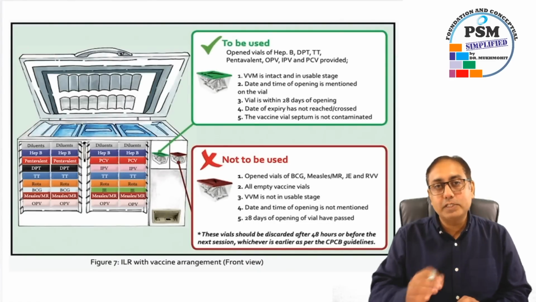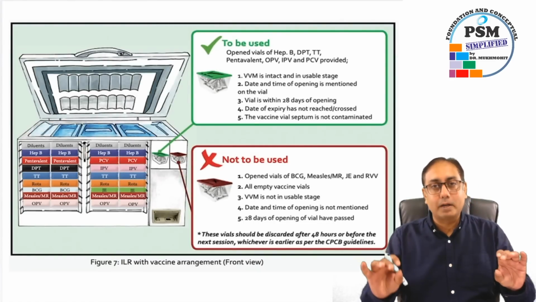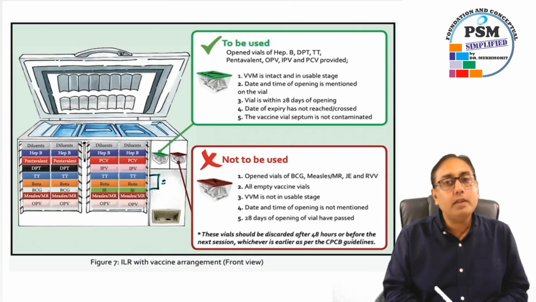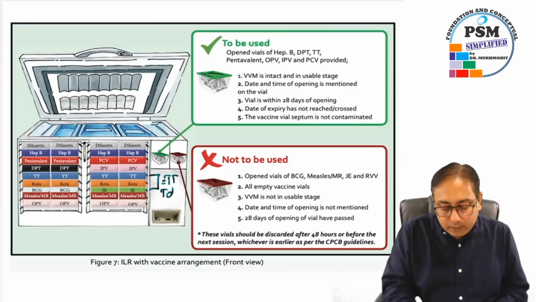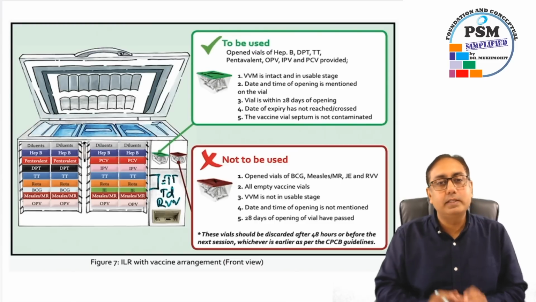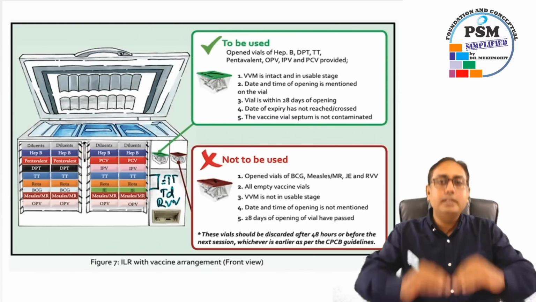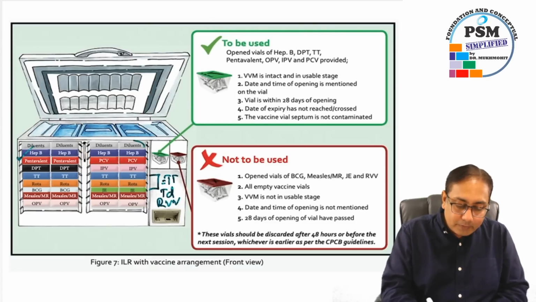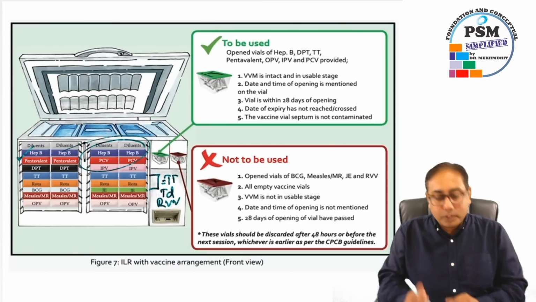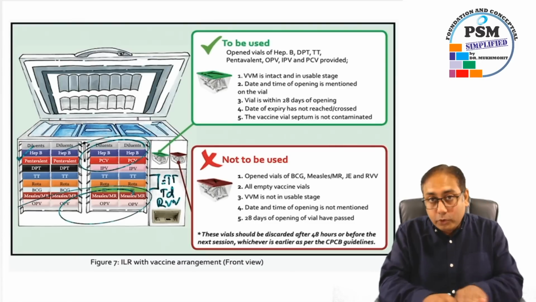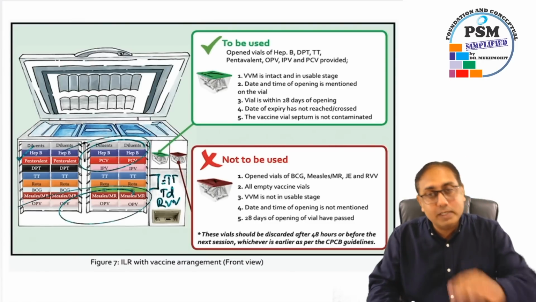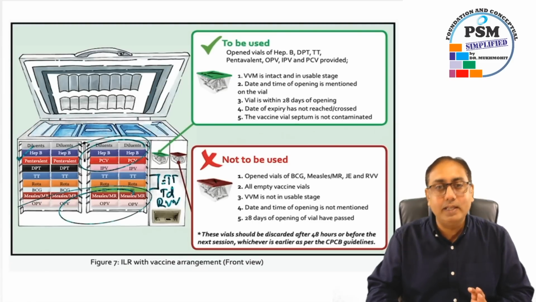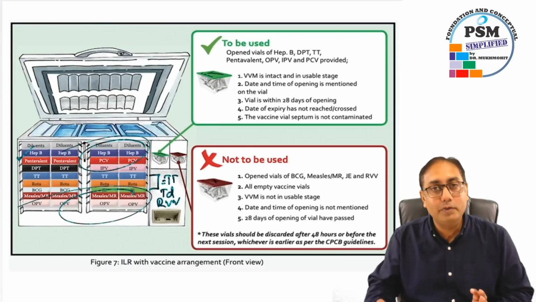Next, they can also ask you which is the vaccine which is stored in the middle compartment of the ILR. The middle compartment of the ILR will always store the TT vaccine, the TD vaccine, and the rotavirus vaccine. They are always in the middle part. Which vaccine is in the top shelf? The top shelf will always store the hepatitis B and the pentavalent vaccines. Which vaccine is in the lower shelf? The lowest will always be the oral polio vaccine, and above that is the measles vaccine.